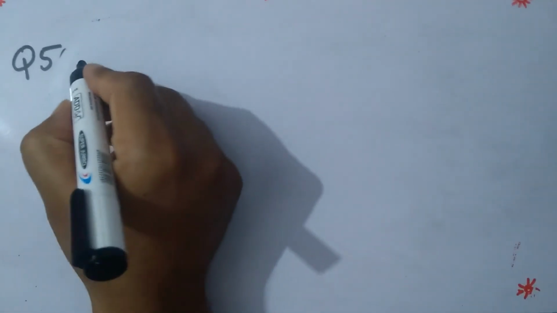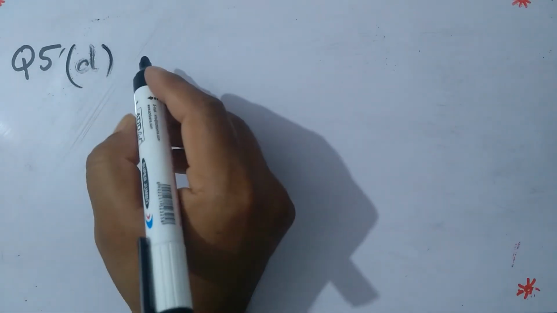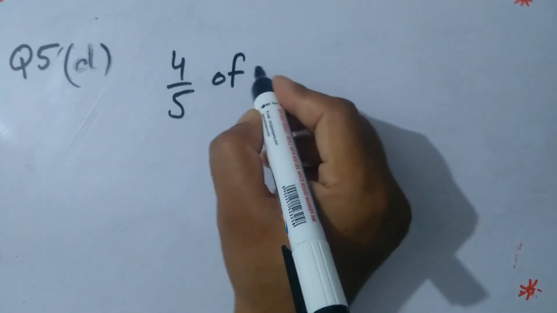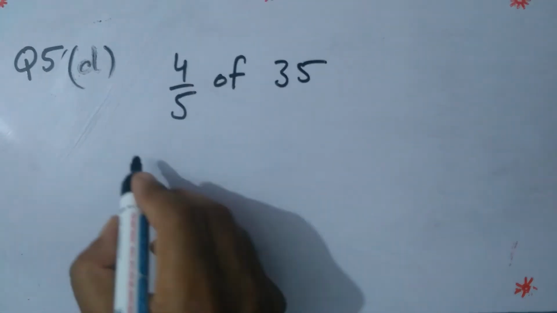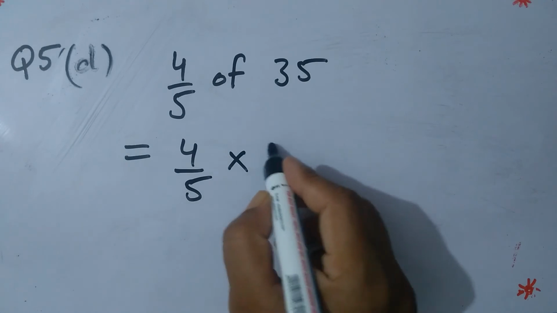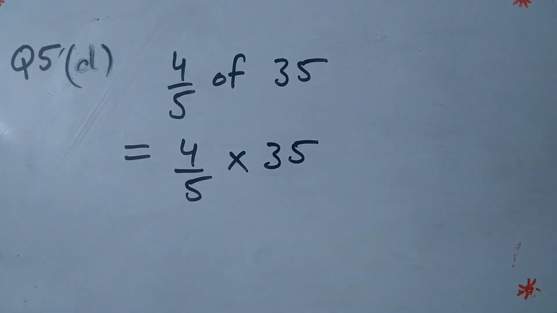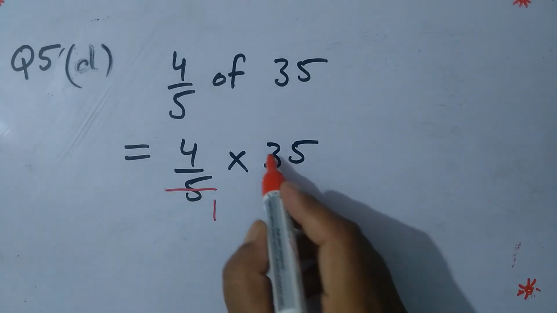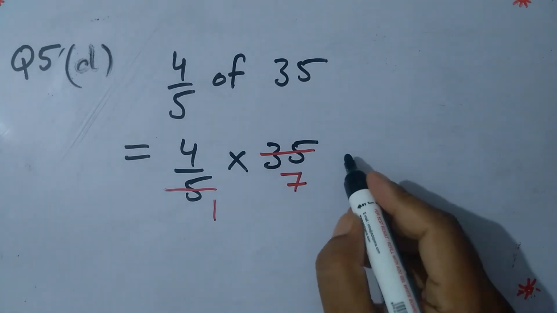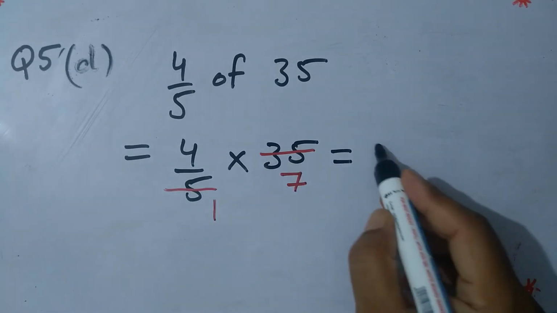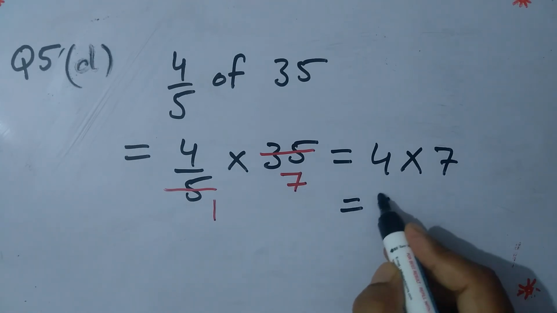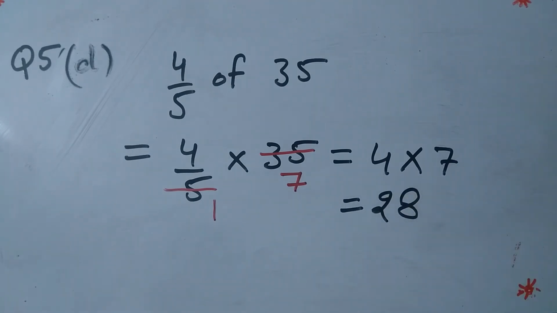Now last part, D part. 4 by 5 of 35. So this means 4 by 5 into 35. So 5 ones are 5, 5 sevens are 35. So how we write? 4 into 7 equal to 28.